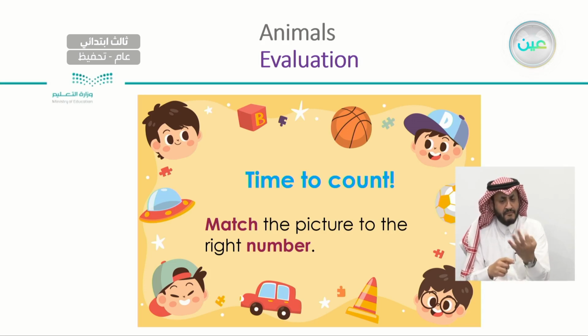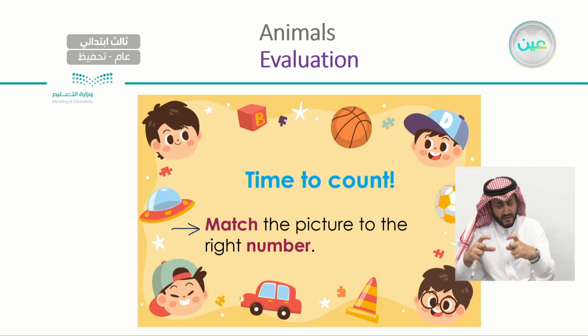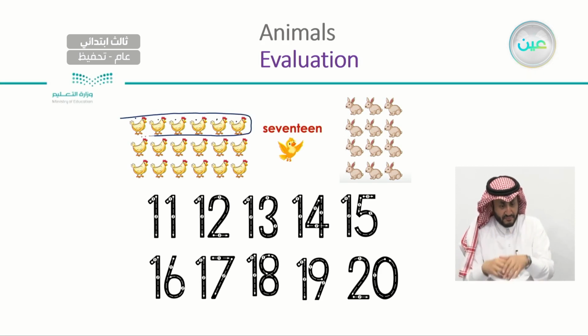Remember when we learned how to count all the way to 30? So now we're going to look at pictures and match the picture to the right number. So what do we see over here? We see chickens, bird, and rabbits, right? Let's count the chickens together. 1, 2, 3, 4, 5, 6. So we have 6 over here.